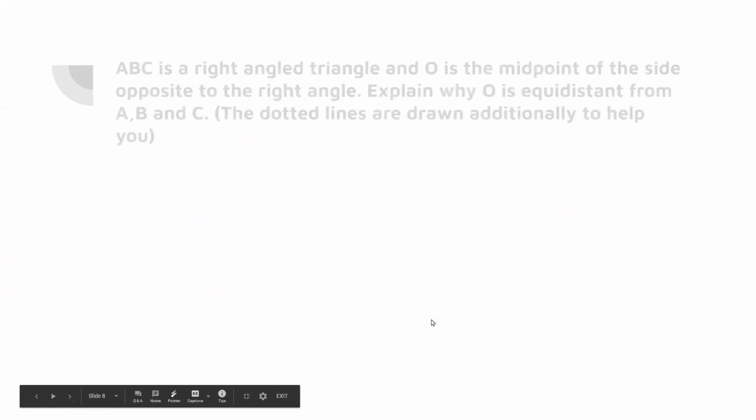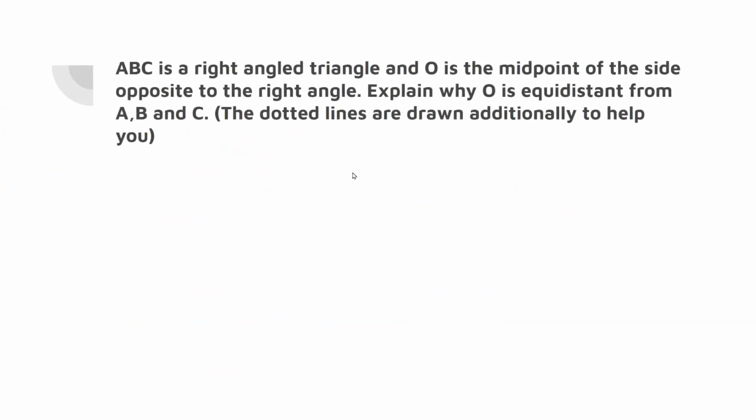Now we will move on to the last question of this lesson. ABC is a right angle triangle and O is the midpoint of the side opposite to the right angle. Explain why O is equidistant from points A, B and C. Here triangle ABC is a right angle triangle. O is the midpoint of side AC. And for solving this sum easily, one hint is given. The dotted lines are drawn additionally to help you.